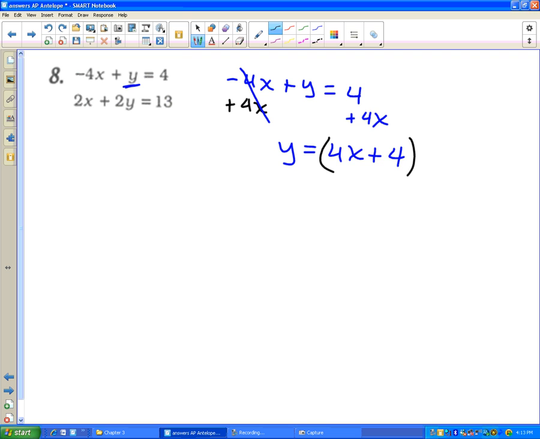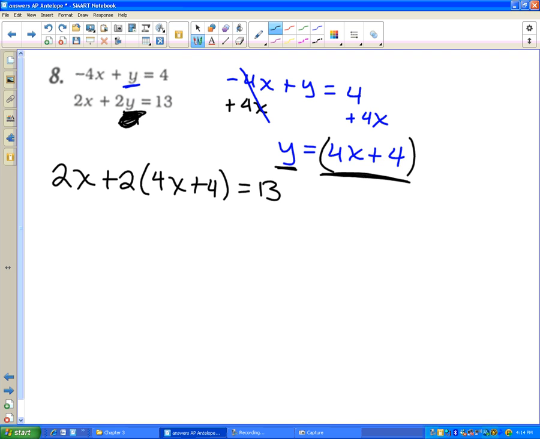I know that I want this y to be the same as this y. So I'm going to replace this y with 4x plus 4. So in my second equation, I have 2x plus 2. Again, I do want to use the entire parenthesis, 4x plus 4, for this y. And this is equal to 13. That's my substitution. That's the substitution part.